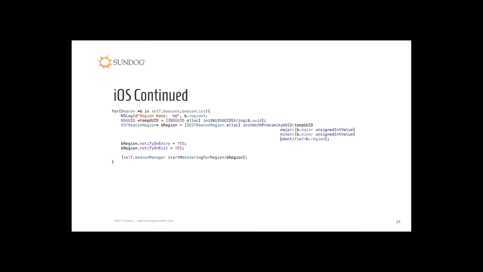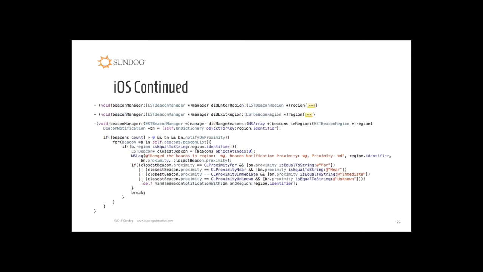This is a demo app that I did a while back, using that same server architecture. We get a list of beacons that we want to start monitoring for from the server. We instantiate some new Estimote beacon regions, and there's a flag on those regions where you can say to notify on entry and notify on exit, so we get notified when we enter and exit those beacons. Then we tell our beacon manager, same as the Android beacon manager, to start ranging for those beacons. As soon as we get within range of those beacons, they'll pop up as an entry or exit, depending on what happened.